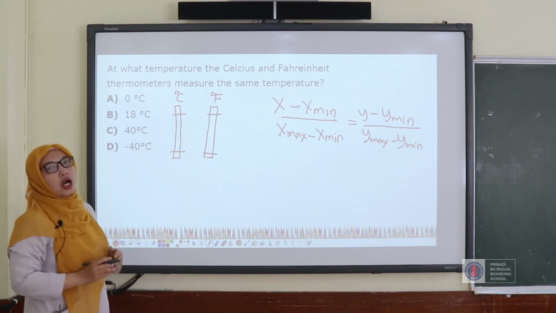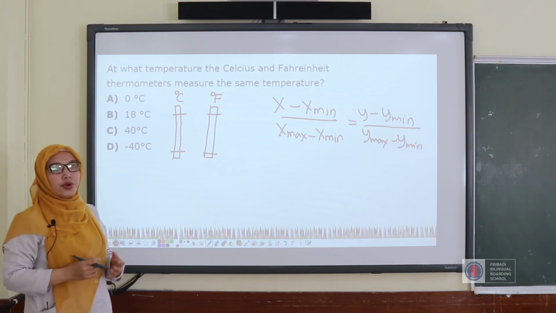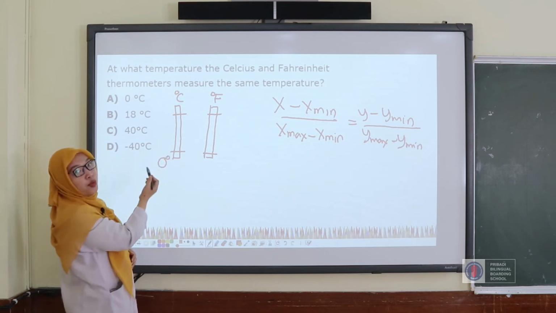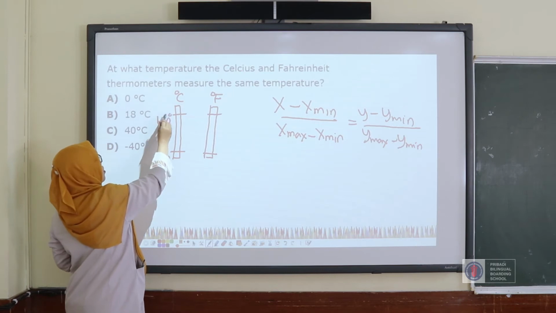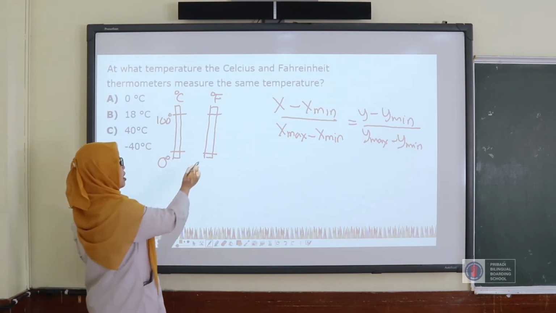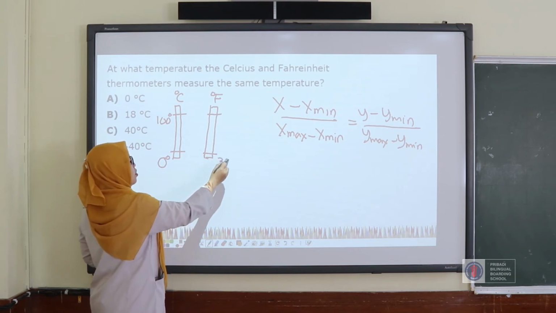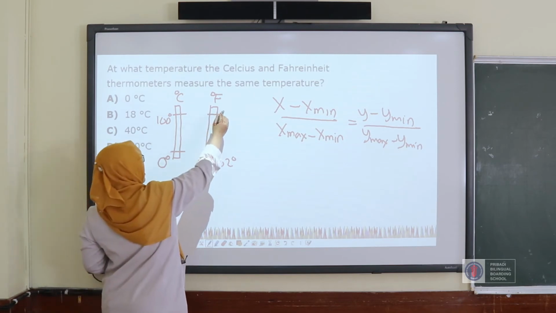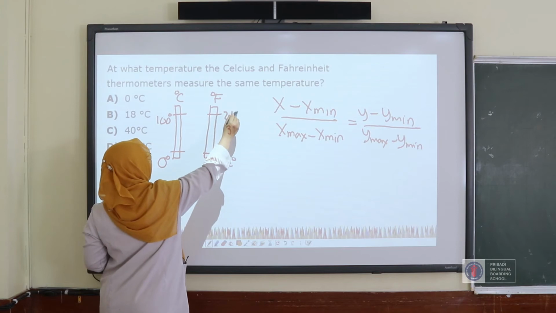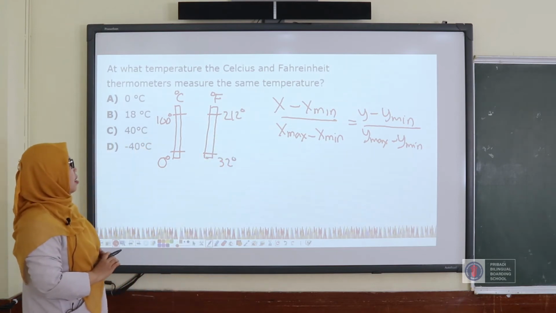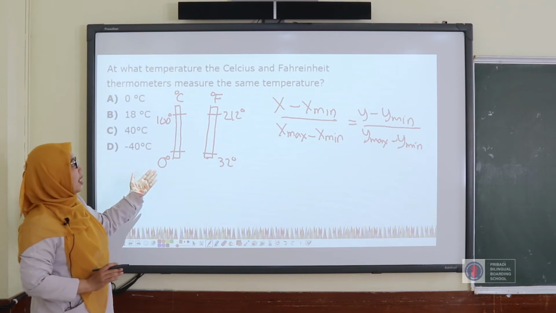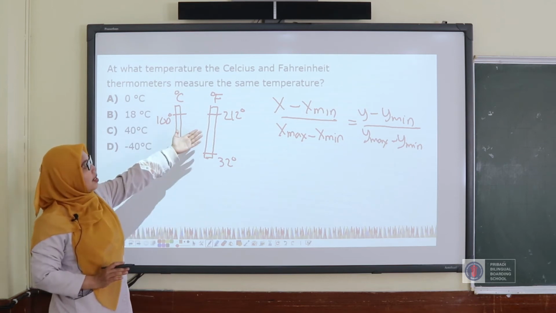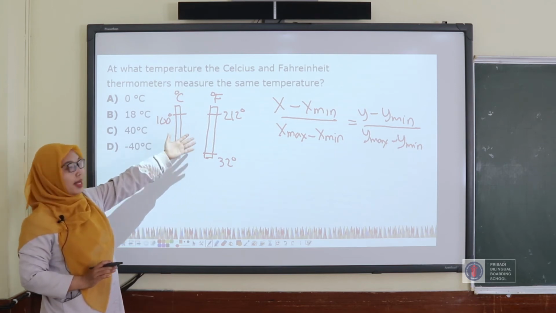The freezing point of water at a pressure of 1 atmosphere in the Celsius scale equals 0 degrees Celsius, while its boiling point is at 100 degrees Celsius. For the Fahrenheit scale, the water freezes at a temperature of 32 degrees Fahrenheit and it will boil when its temperature is 212 degrees. Here 0 is the X minimum and 100 is the X maximum. 32 is the Y minimum and 212 is the Y maximum.